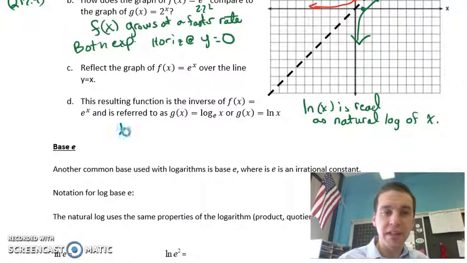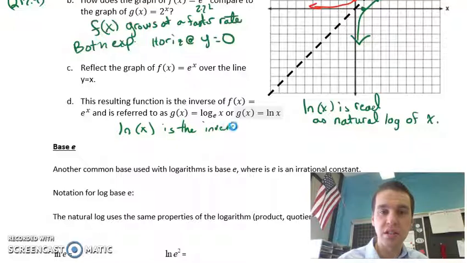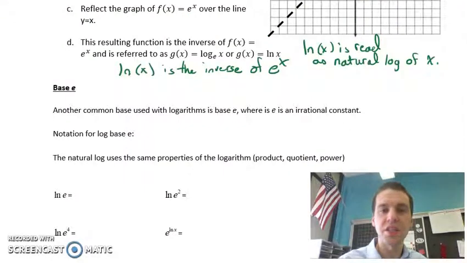And ln of x is the inverse of e to the x, and vice versa. E to the x is the inverse of ln of x. So that's an important thing to know, that natural log is the inverse of e to the x, and e to the x is the inverse of natural log. So moving on, another common base used in logarithms is base e, and we just talked about that. That's the natural log, where e is an irrational constant. We've talked about e being an irrational number. So now comes the important part.